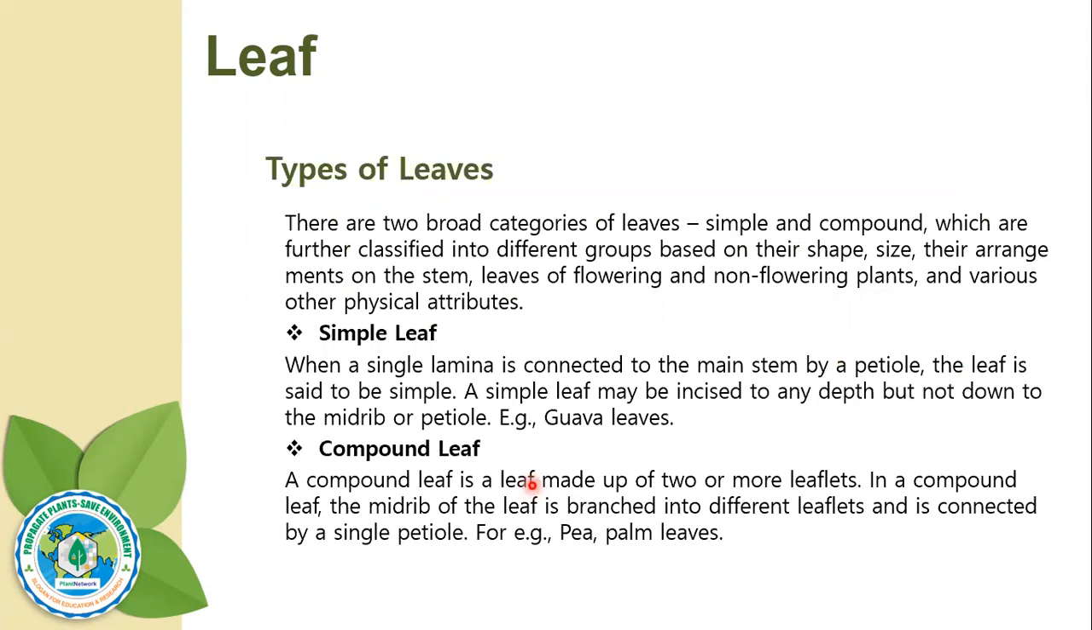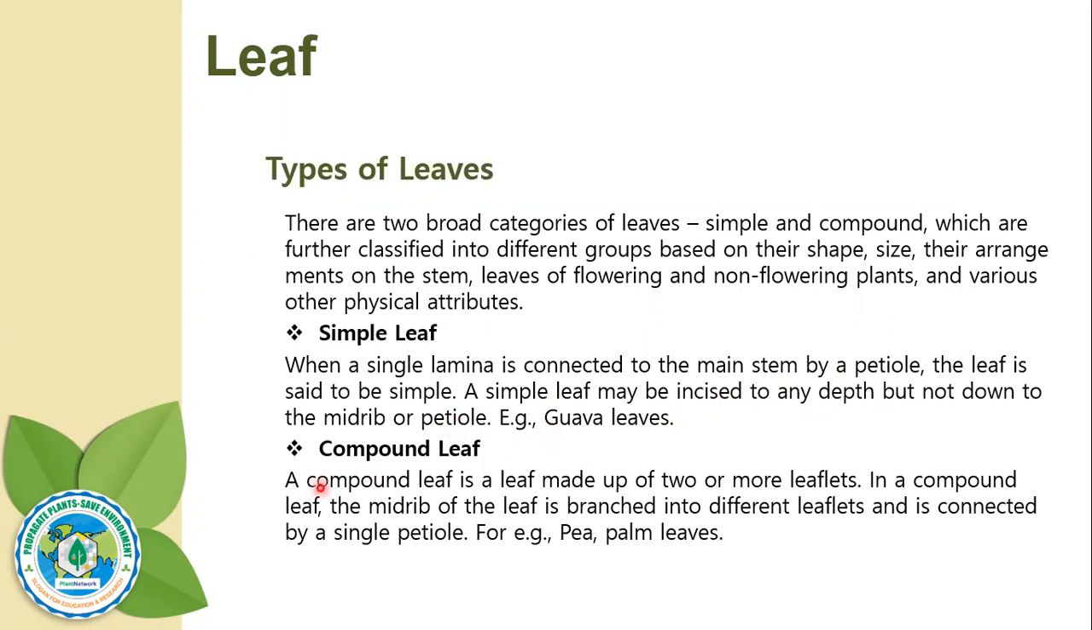Types of leaves. There are two broad categories of leaves, simple and compound leaves, which are further classified into different groups based on their shape, size, arrangement on the stem, leaves of flowering and non-flowering plants, and various other physical attributes. Number one, the simple leaf. When a single lamina is connected to the main stem by a petiole, the leaf is said to be simple. A simple leaf may be incised to any depth but not down to the midrib, for example, in guava leaves.